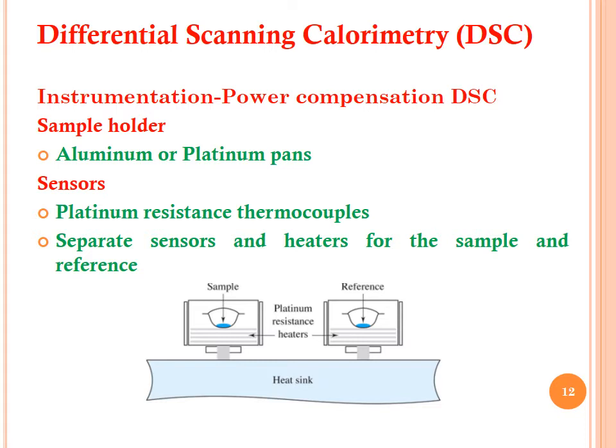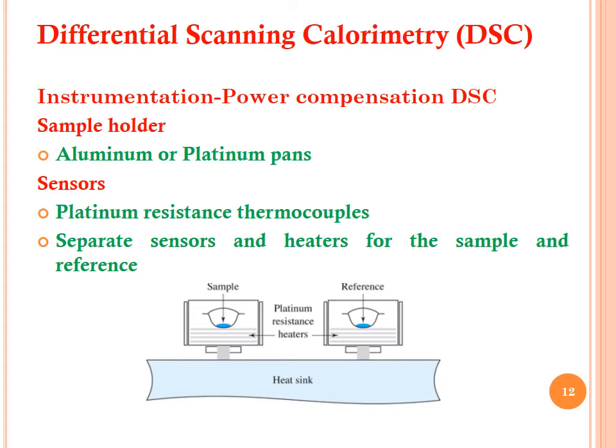The other type of DSC is power compensation DSC. The same, this is a very simple equipment compared to heat flux DSC. Sample holder: aluminium or platinum pans. Two pans can be seen from the block diagram. One pan is for the sample, the other pan for the reference. Similarly, this also has the sensor, used for the measurement of the temperature. Platinum resistance thermometers, separate sensors are heated for the sample and the reference.